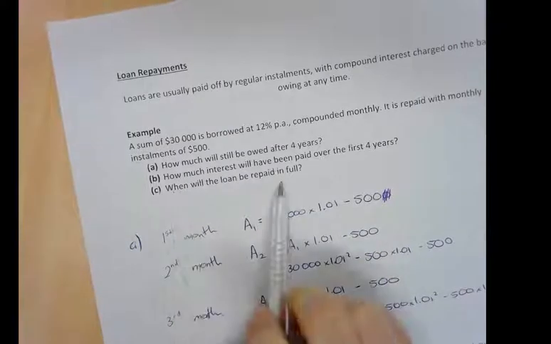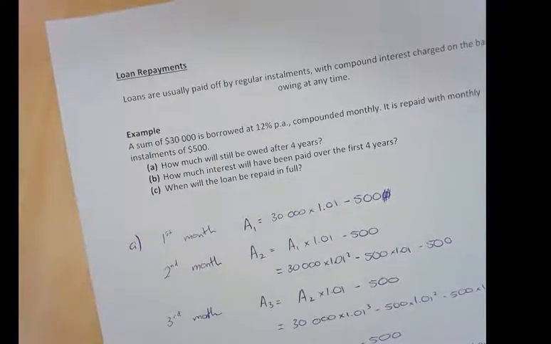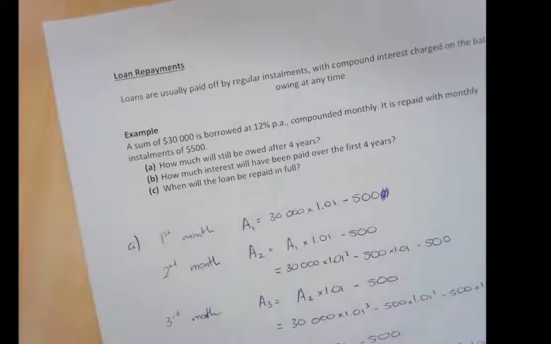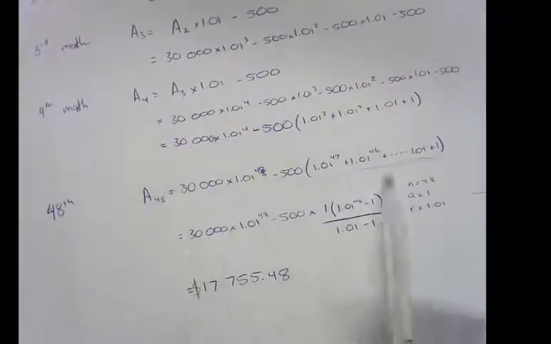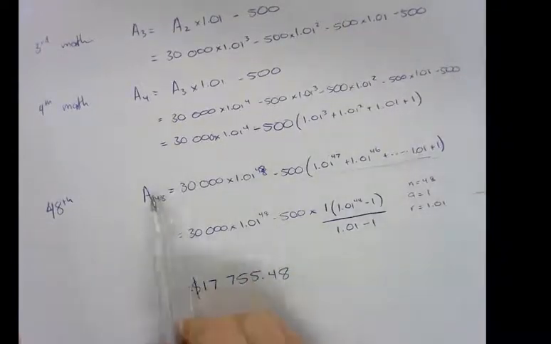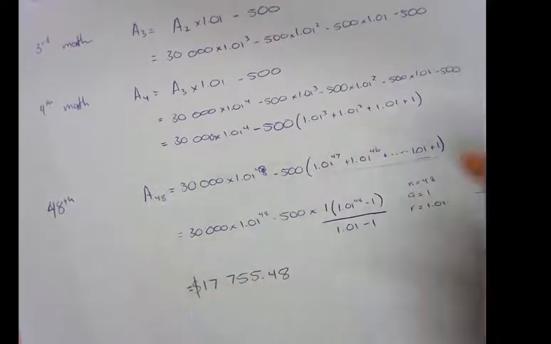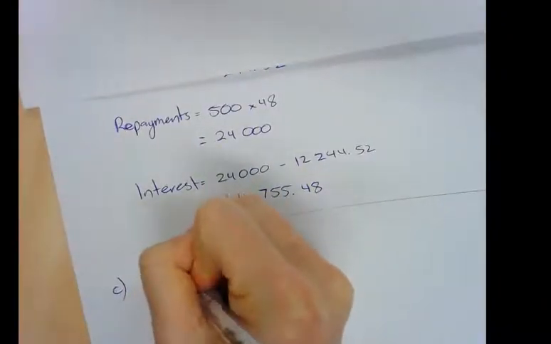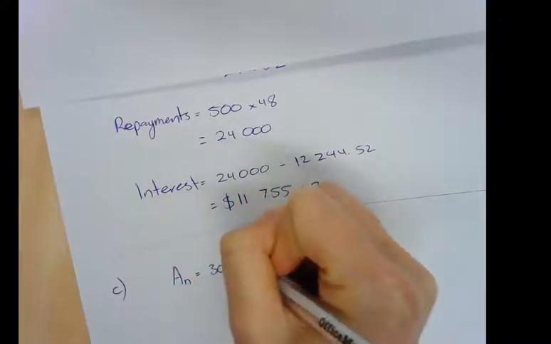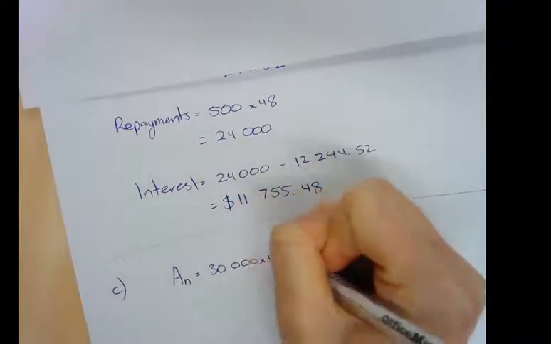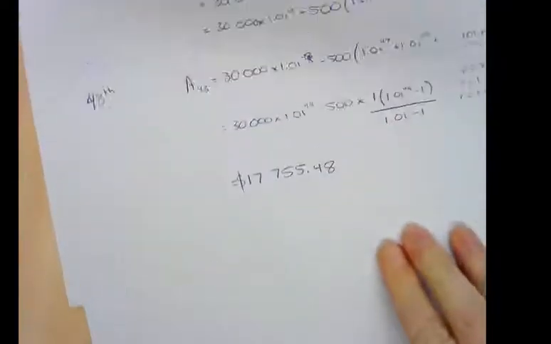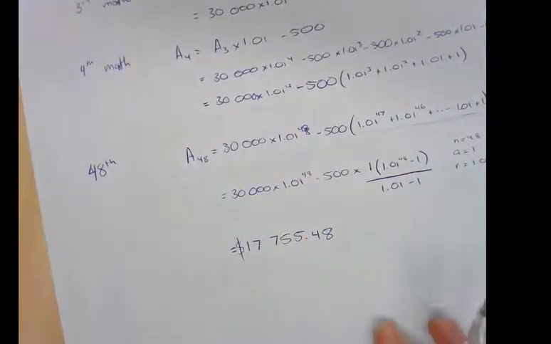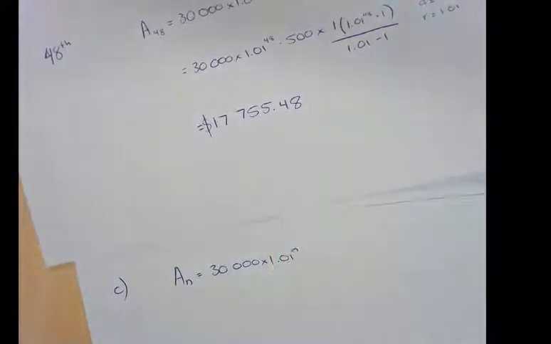All right, part C of our question asks us, when will the loan be repaid in full? So when do we have $0 owing? So to do that, we're going to use this structure that we came up with before, this pattern. So instead of finding the 48th term, we're going to write the general term. So for part C, we're going to have A_n equal to $30,000 times 1.01. Now up here, it was 1.01 to the power of 48. So for ours, it's going to be 1.01 to the power of n.